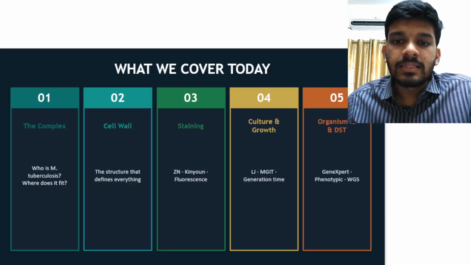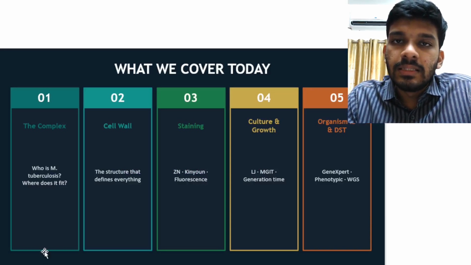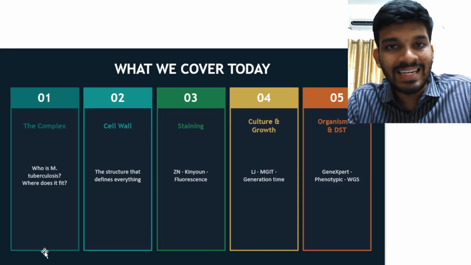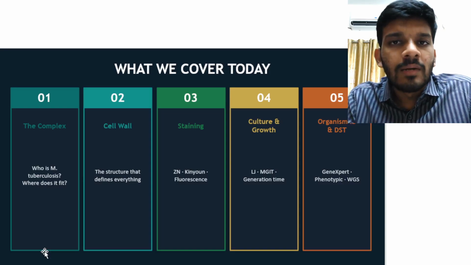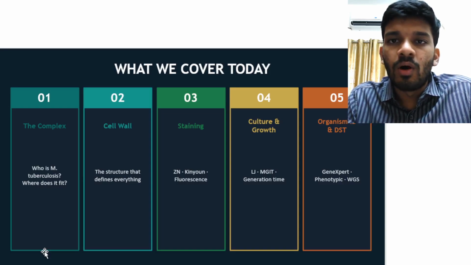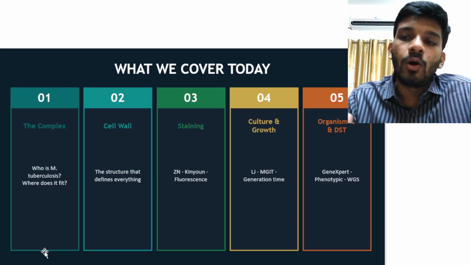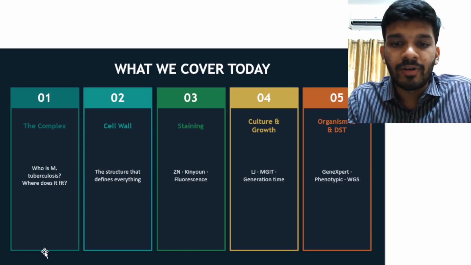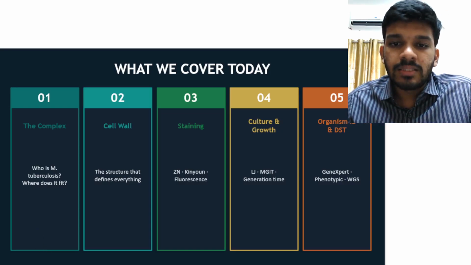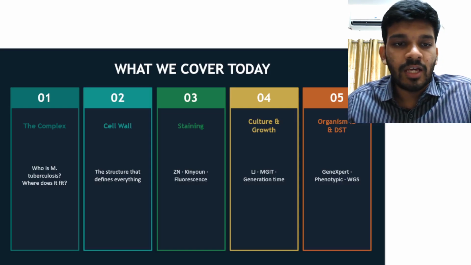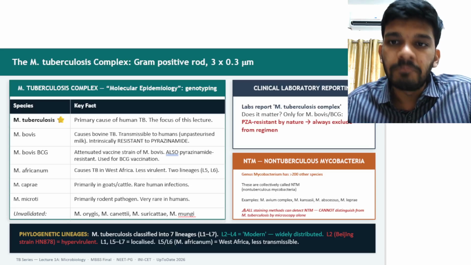So today we'll discuss what is the Mycobacterium tuberculosis complex. When you say tuberculosis, what exactly are you talking about? We'll go a little bit into the details of its cell wall, its structure that is important from a microbiology perspective. Then how do we stain it, how do we culture it, and how do we identify it? These are often asked, especially in your professional examination for microbiology. And the part related to its culture, growth, identification is very, very important clinically as well.